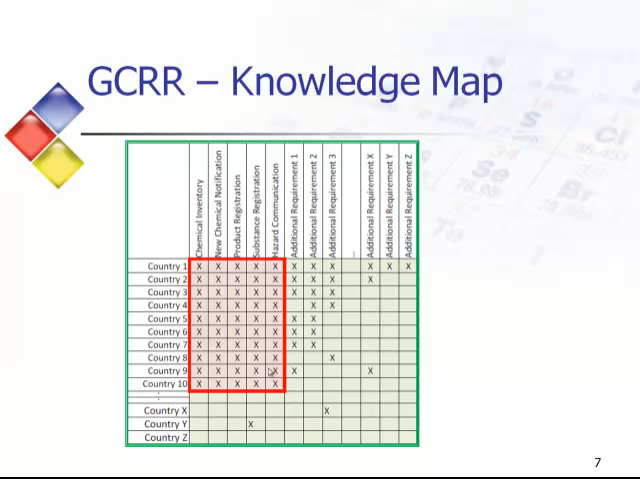This graphic has been useful in understanding what is covered in the Global Chemical Regulatory Report. I call it the knowledge map. You'll see on the left-hand column, those are countries. Across the top are chemical regulatory requirements. Basically, the items in red are covered for all requirements and all countries that are covered by the report. The items in green are included if we have that knowledge, but they're not part of the core. The red is the core.